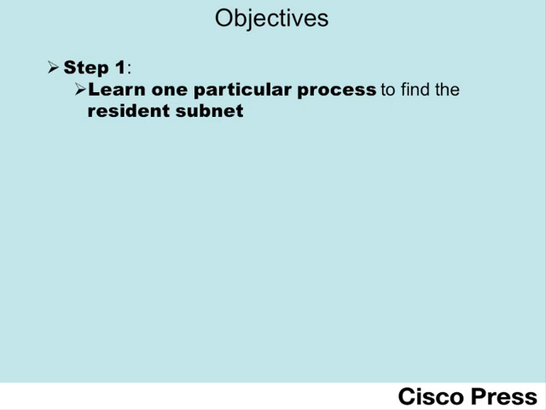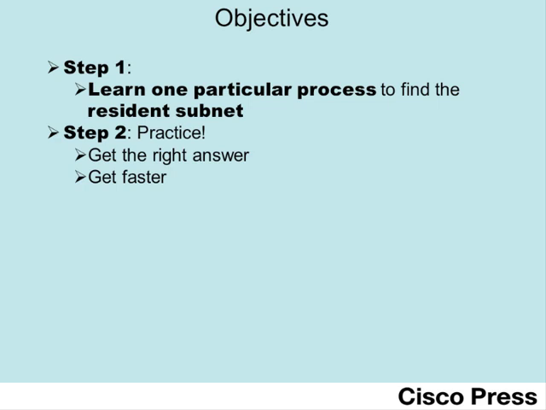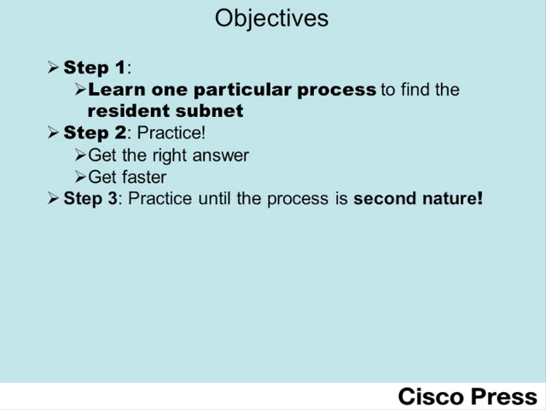First off, this video goes over a particular process for finding the resident subnet. It's the same process that's in the book. Then you need to practice. Why do you practice? Well, obviously you need to get to the point where you get the right answer, but also you need to get faster. The exam's going to have some time pressure, so you need to practice these things until you can get the answer pretty quickly. In fact, step 3 is to practice until the process is second nature. Before you go to the exam, when you do some math for subnetting, you ought to be comfortable enough with it so that you're not thinking about each individual step. You see the problem, you do the math, you're done.